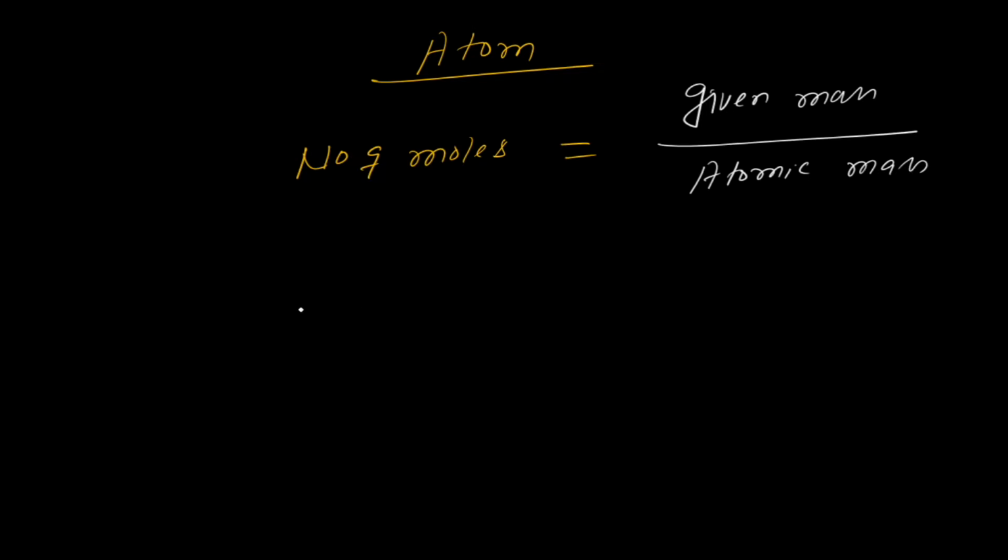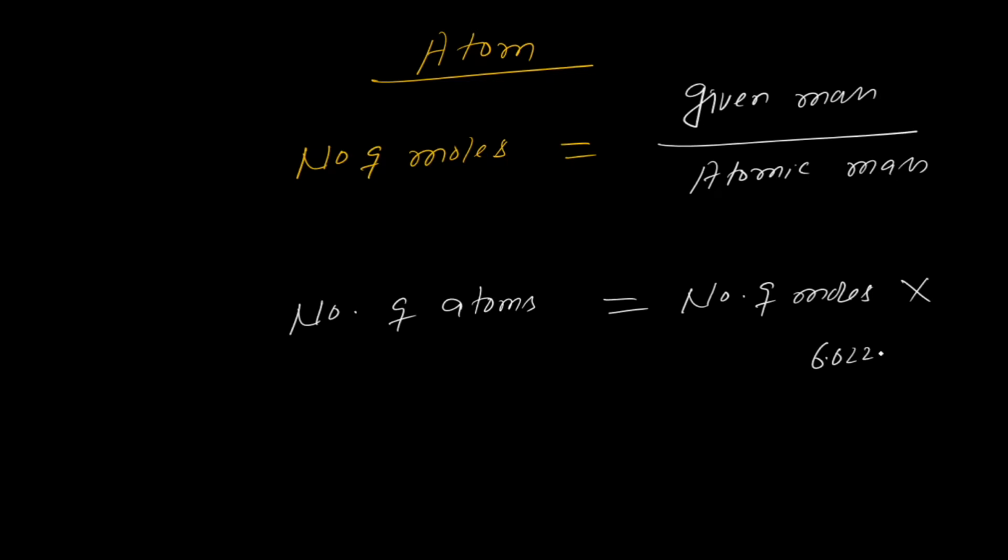Now if you want to find out the number of atoms, then number of atoms is equal to number of moles into Avogadro number, that is equal to 6.022 into 10 power 23. In place of this you can also write the Avogadro number. Whether it is written as the Avogadro number or 6.022 into 10 power 23, both are the same. So these are the two formulas regarding the number of moles and the number of atoms.